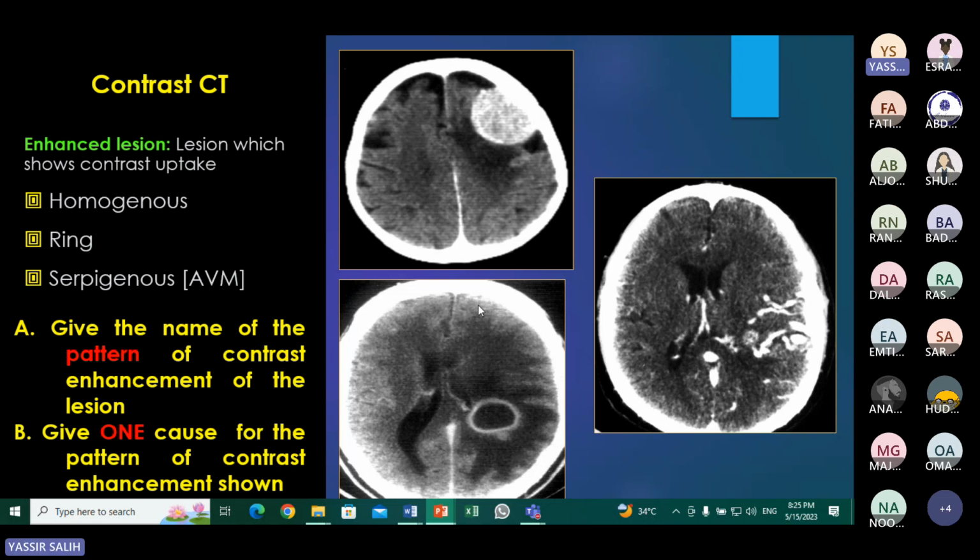Or heterogeneous. When the lesion enhances with contrast, what do we call the pattern? Ring or peripheral, that is ring; this is serpiginous; and this is homogeneous. We will talk about these three. What is the cause of serpiginous enhancement? We have only one cause. Aneurysm? Serpiginous. Arteriovenous malformation.